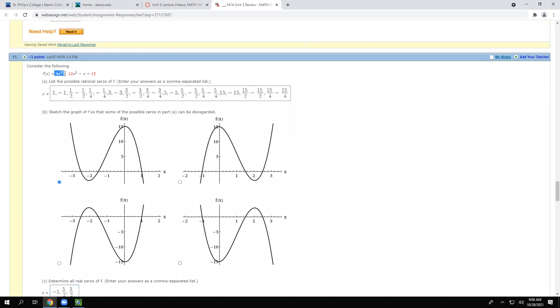What kind of end behavior would this have? A positive x cubed should actually have this end behavior, right? It should be going up on the right and then down on the left. So that's going to tell me which one it is, okay?